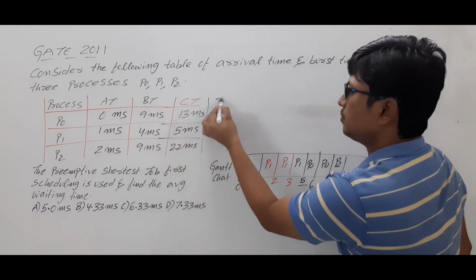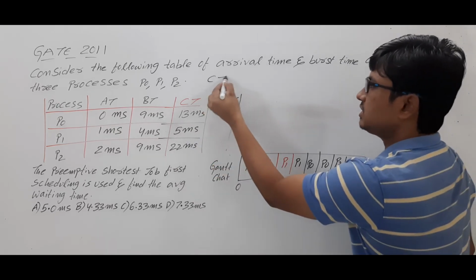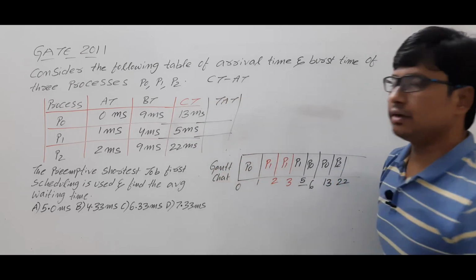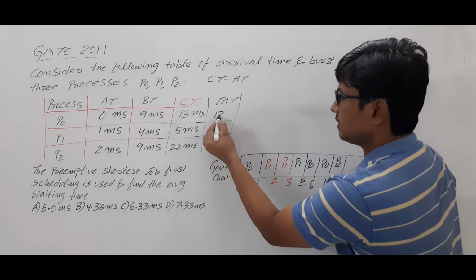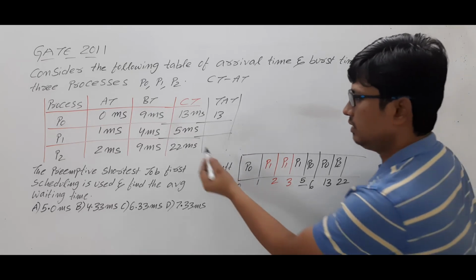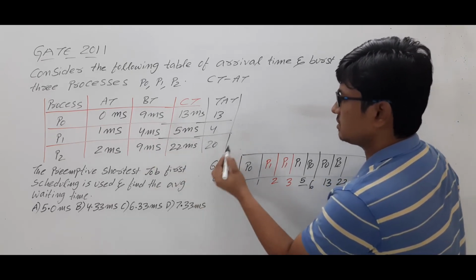Now we need to compute the turnaround time. Turnaround time is completion time minus arrival time. Look at the completion time and arrival time of each process. 13 milliseconds minus 0, you will get 13. Let me make the units common, it is milliseconds only. 5 minus 1, 4. 22 minus 2, 20 milliseconds.